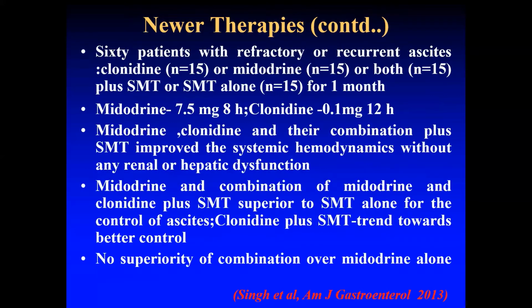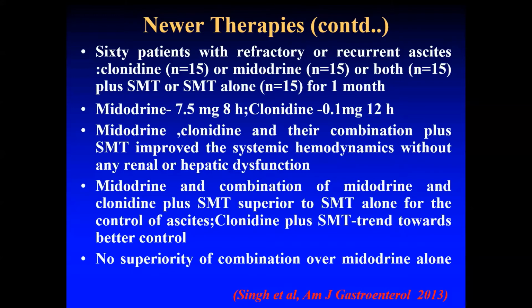We use the midodrine and the clonidine, the combination of the two, and this has been a study of 60 patients with refractory or recurrent ascites, 15 patients in each group. We use midodrine alone, clonidine alone, then the combination of both, and then the standard medical therapy. Midodrine was given in doses of 7.5 mg 3 times a day, and clonidine in the dose of 0.1 mg 12 hourly.